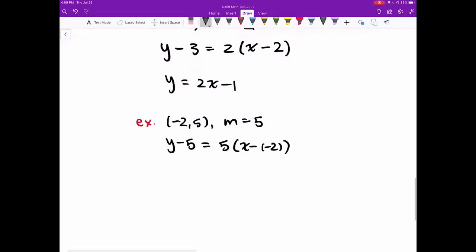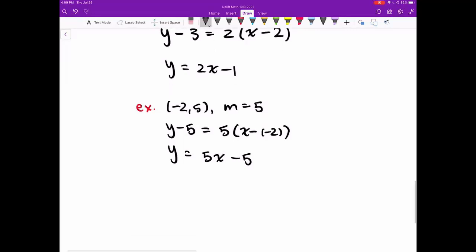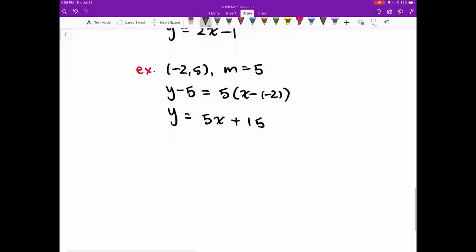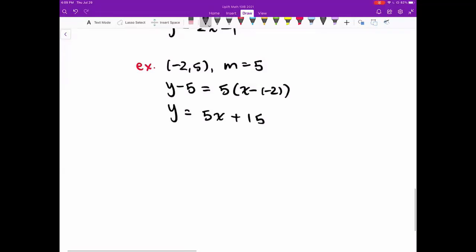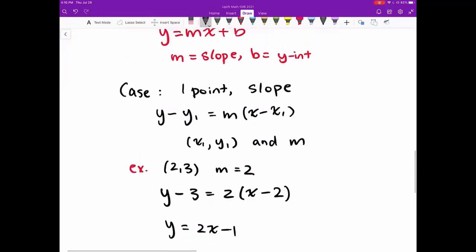So we write it in slope point form, and then we could simplify it down into slope intercept. I think that's... No, that does not seem right. Wait. Oh, plus 15. Yep. Okay, I think that's all about that.